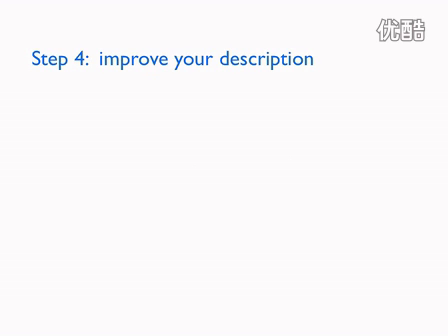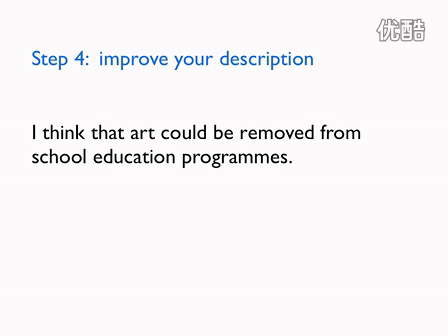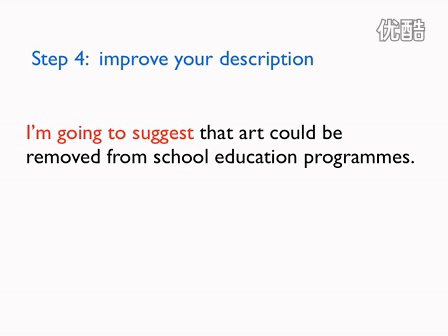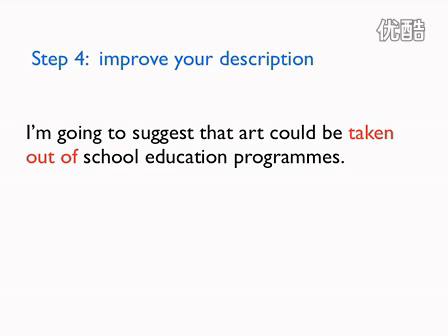Finally, step 4, improve your description. Let's try to improve that sentence that I said. The first word we could improve is the word think. I could change that to I'm going to suggest. Next, removed from came from the question, so I could change those words to taken out of.